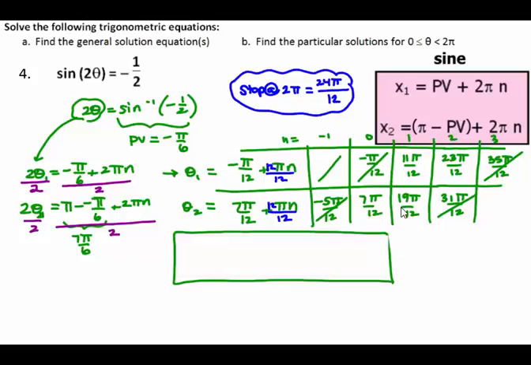So this time we have four particular solutions, which is a little different than what we've been dealing with. So of course you'll rewrite those. We have our two general solution equations. We have our four particular solution equations.